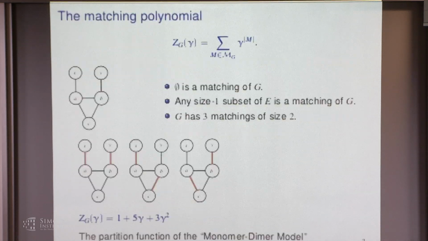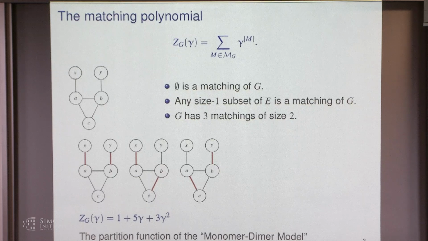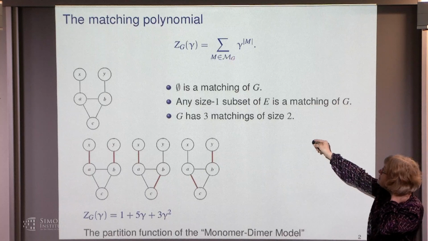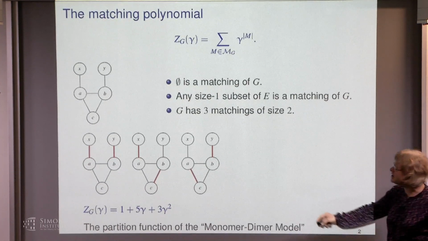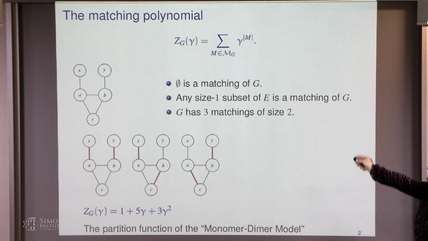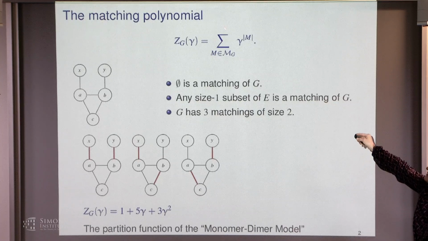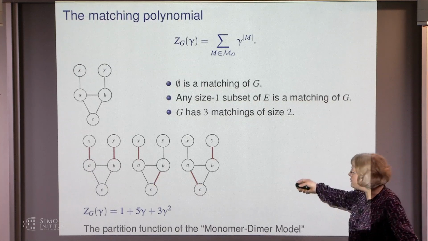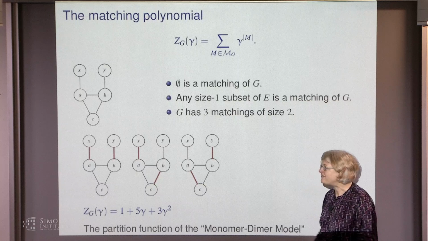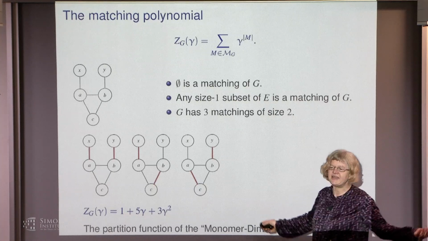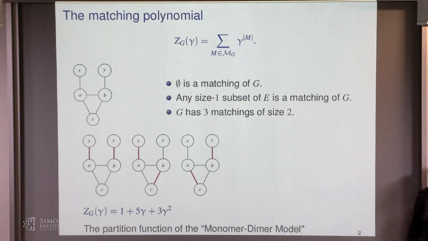And so what's the matching polynomial? Well, we know what the matching polynomial is. So if I've been given a graph G, I'm going to use M sub G to denote the set of all matchings of G. So sets of edges that don't touch at a vertex. And the matching polynomial is the sum over all matchings of gamma to the number of edges in the matching. So, for example, if I have this little graph, here's the partition function. So there's the empty matching, there's 5 matchings with 1 edge, and 3 matchings with 2 edges, and so on. And we've already seen that this is also called the monomer-dimer partition function.